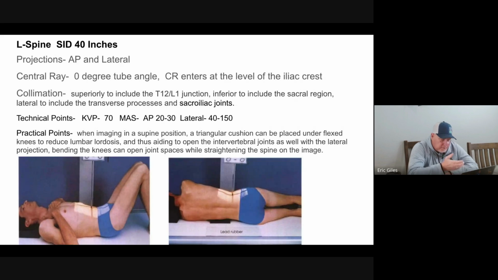When imaging in the supine position, or laying on the table, it's always important to bring their knees up. If you have a cushion to put under the patient's knees, that's always a good idea. This helps take out the lumbar lordosis of the spine, because the L-spine kind of goes like this. You bring the knees up and it's going to flatten that spine down a little bit and put it a little bit closer to the image receptor, and also open the joint spaces a little bit more. So it's important that you bend the patient's knees up for both the AP and the lateral. Very important. And these are done at 40 inches.